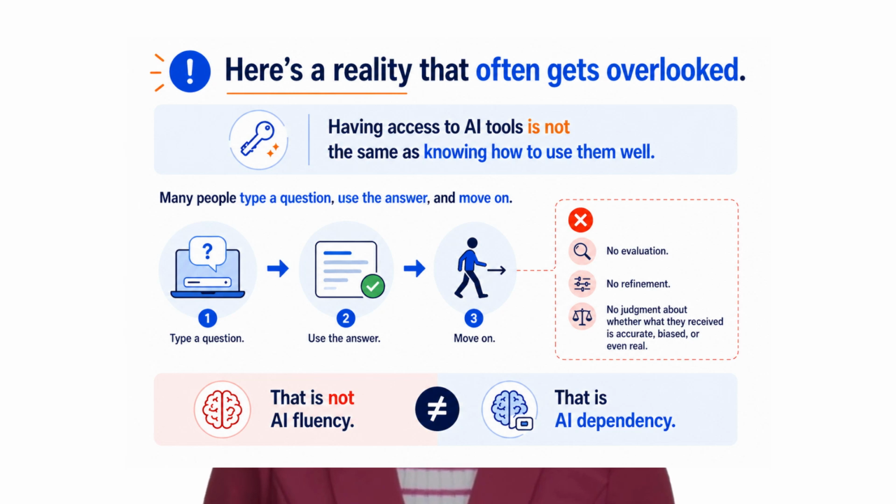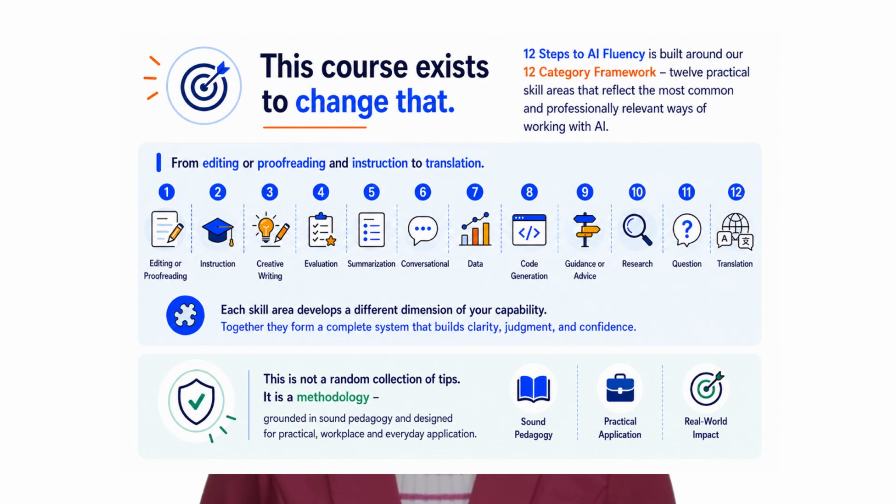Here's a reality that often gets overlooked. Having access to AI tools is not the same as knowing how to use them well. Many people type a question, use the answer, and move on. No evaluation, no refinement, no judgment about whether what they received is accurate, biased, or even real. That is not AI fluency. That is AI dependency. This course exists to change that.